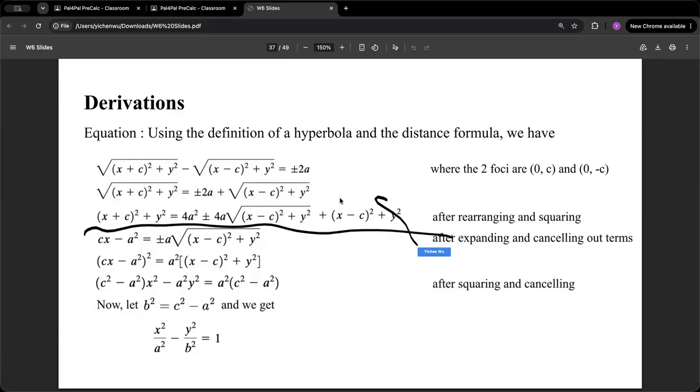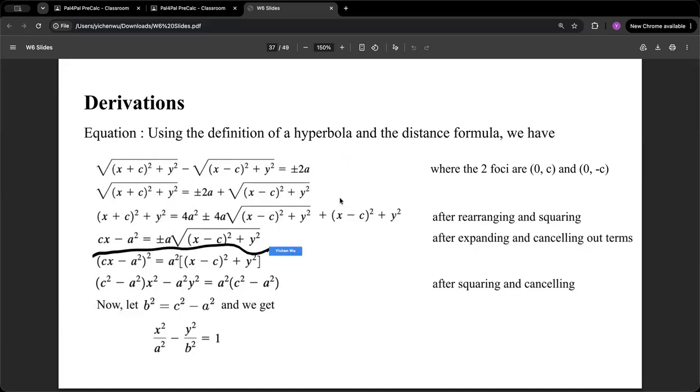So these two cancel out obviously, and then x plus c squared minus x minus c squared, you can cancel it out for a 4xc, and then cancel out the 4. And then as you can see, we get this by rearranging the terms again. Then square it again, and you get this equation. Now you can just expand it. So c squared minus a squared times x squared minus a squared y squared equals a squared times c squared minus a squared. And now substitute back in b squared equals c squared minus a squared to get this equation. And yes, this is assuming the center is (0, 0).